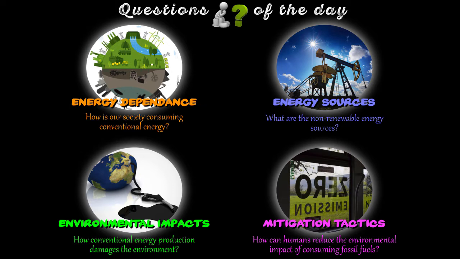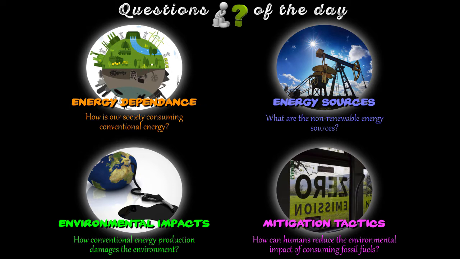A third part will look quickly at the environmental impacts induced by the extraction, the production, and emission of substances from these non-renewable energy resources. And the last point is on mitigation tactics, where we will look at how humans tend to reduce the possible environmental impacts from this energy dependence, finishing up with an opening to the next class that will come right after this one.